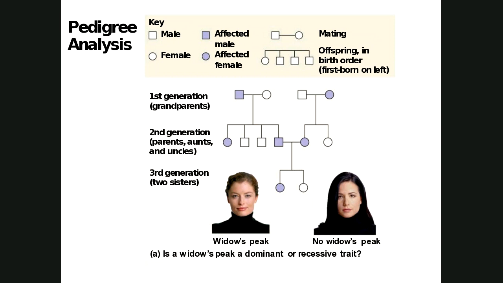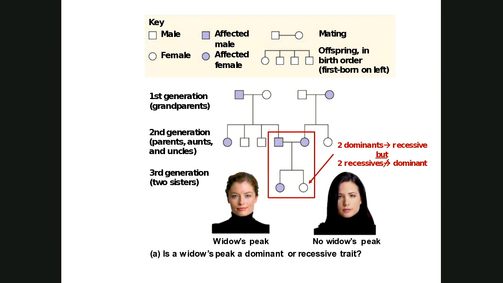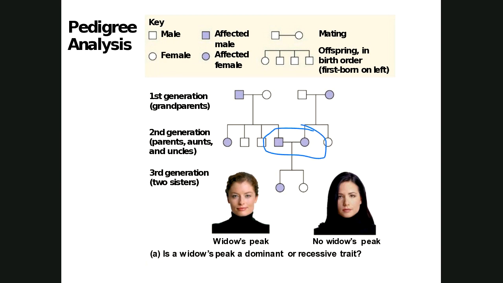Well, focus your attention right here. Focus your attention right there. If widow's peak is dominant, let's go with that first, that's our first hypothesis. Let's take the individual on the left and the individual on the right. I'm writing dominant, but only what I know. If it is dominant, is it possible that those two people who mated right there could produce individuals that both have a widow's peak and do not?